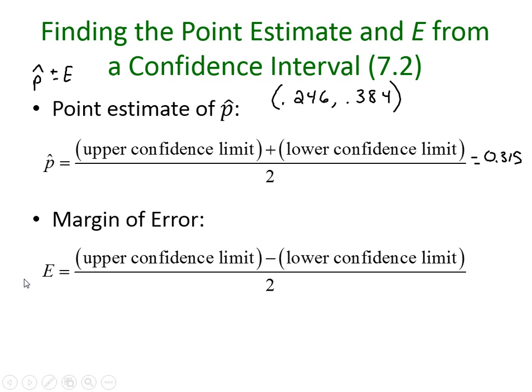Now, when you do this one, be careful. You put things in the right order. You want the bigger number minus the smaller number, so you do upper limit minus the lower limit. So you take the 0.384, subtract the 0.246, take that answer and divide it by 2 to get 0.069. So instead of expressing this as 0.246 to 0.384, I can say this is 0.315 plus or minus 0.069.